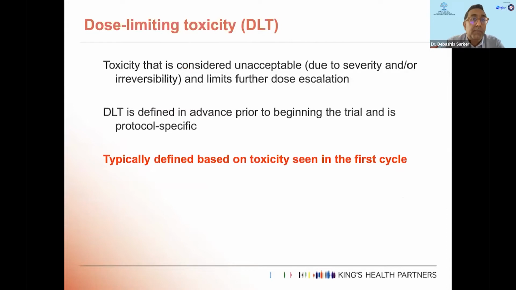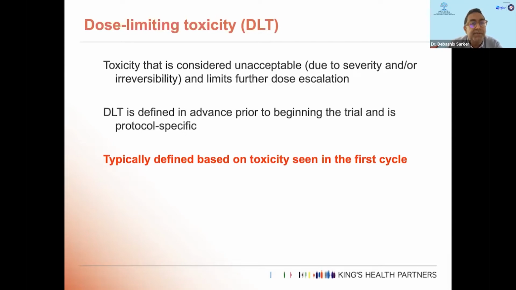So, a lot of what we do in phase 1 trials is about understanding what the dose-limiting toxicities, or DLTs, are. A DLT is a toxicity that is considered unacceptable due to its severity and potentially its irreversibility, and it limits further dose escalation. The DLTs are defined in advance, prior to beginning the trial, and are protocol specific.